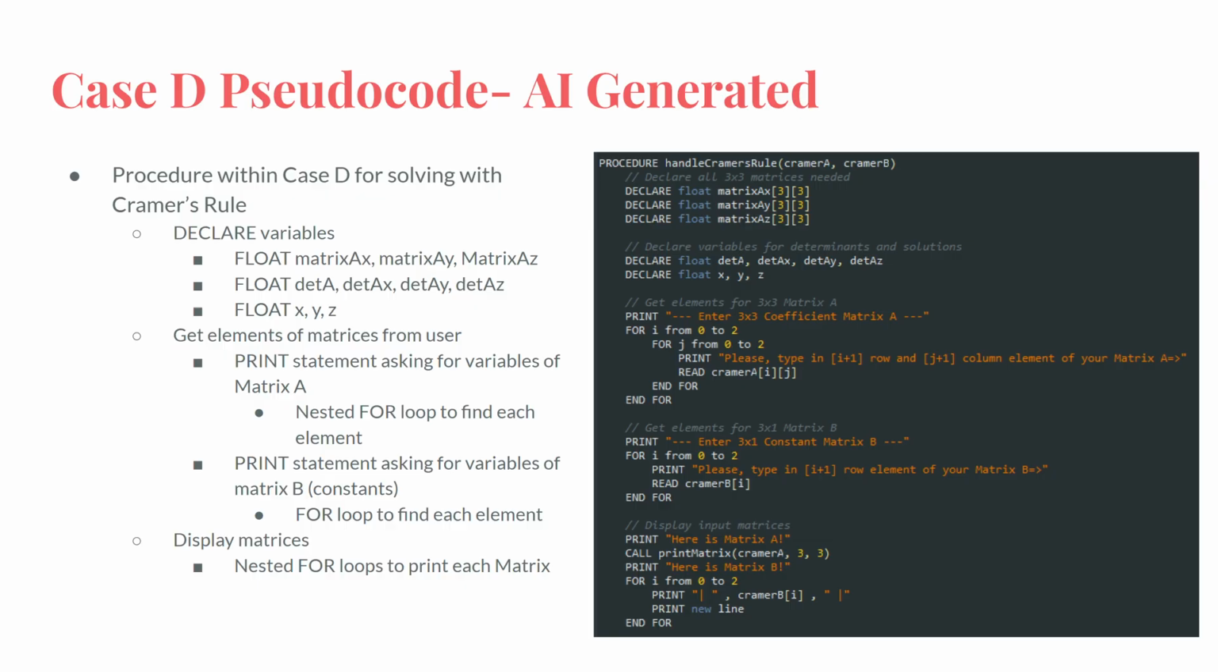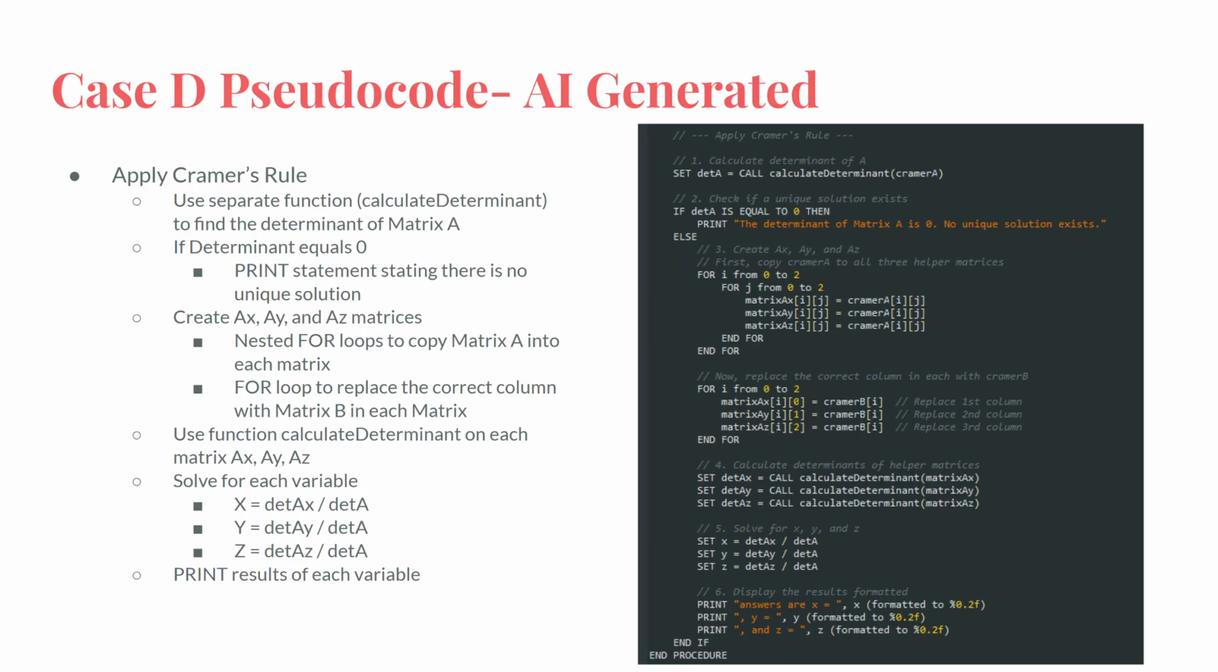It then goes in to apply Cramer's rule. It begins by calculating the determinant of matrix A by setting the determinant of A equal to the function calculate determinant of the matrix A. It then uses an if-else statement where if determinant A is equal to 0, it will print a statement prompting the user that the determinant of A is 0, so no unique solution exists.